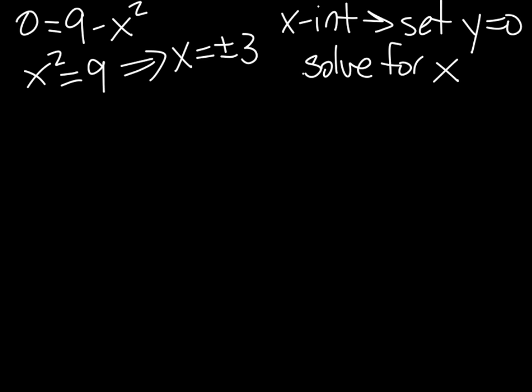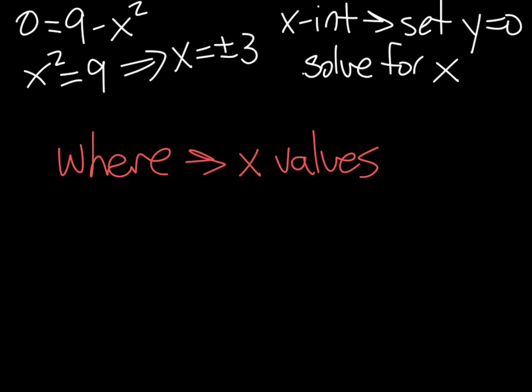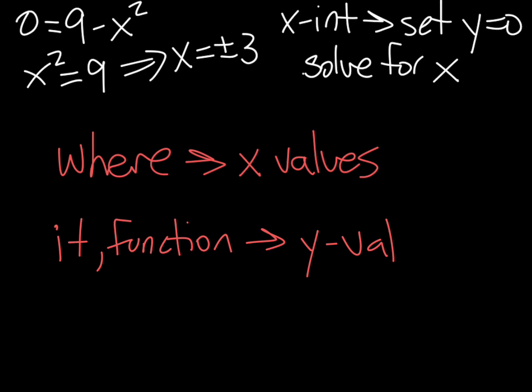If you are asked where, then you're talking about the x values. If you're talking about it or the function, then you're talking about the y values. This is very, very, very important. This is like the most confusing part that people have. Okay? Why is it confusing? Why is it just that way?